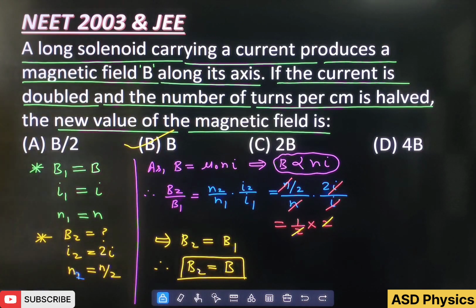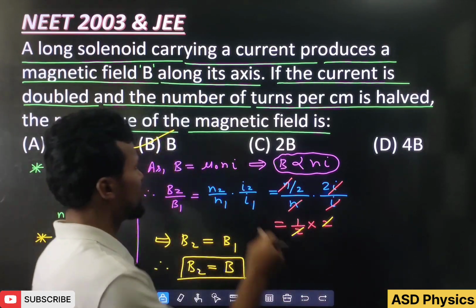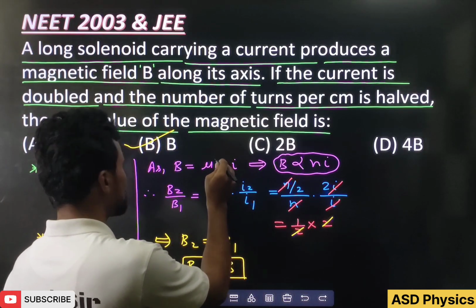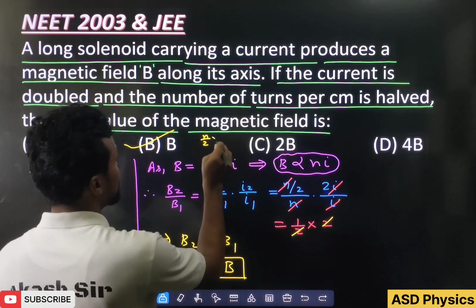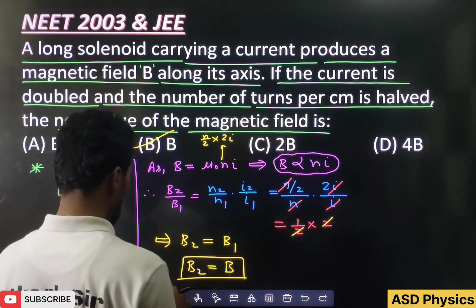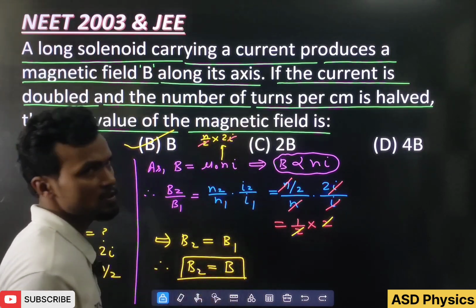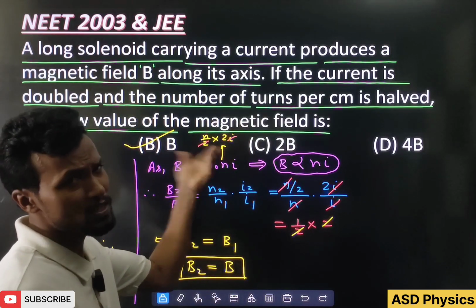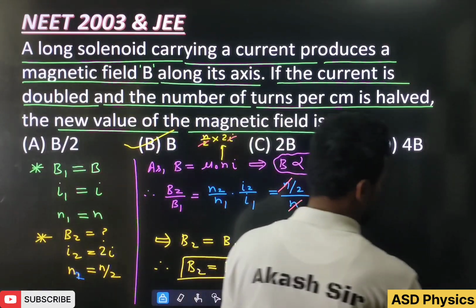Here I have solved it in full because we have to solve this way in a CBSE based exam. In NEET and JEE exams, you can do it very well by common sense also. N is becoming N by 2 and the current is becoming 2I, so by common sense the 2 and 2 will cancel, and the magnetic field will be unchanged. We can do this in NEET and JEE, but in a board exam we have to write it out like this.